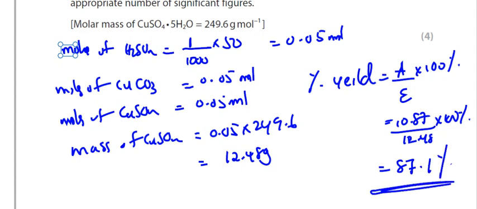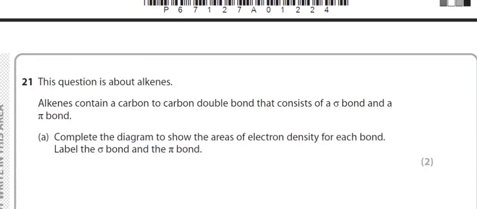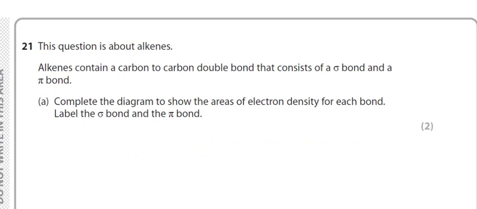87.1%. So for an appropriate number of significant figures, 2 to 3 significant figures is sufficient. You can just write it as 87%, that's fine. 2 significant figures is more than sufficient. So 87 is okay as the answer. So that's question 2 of section B.